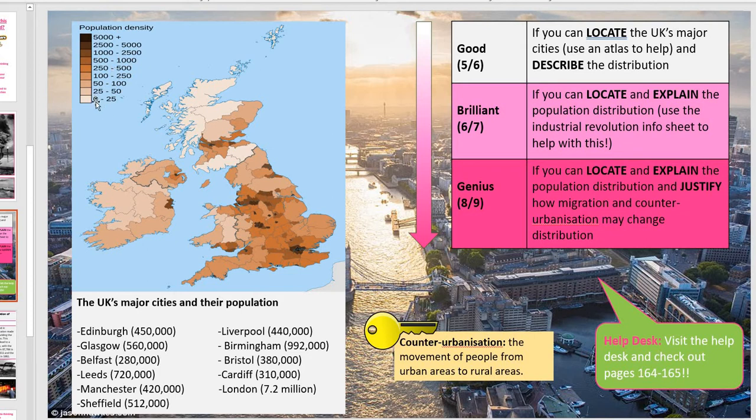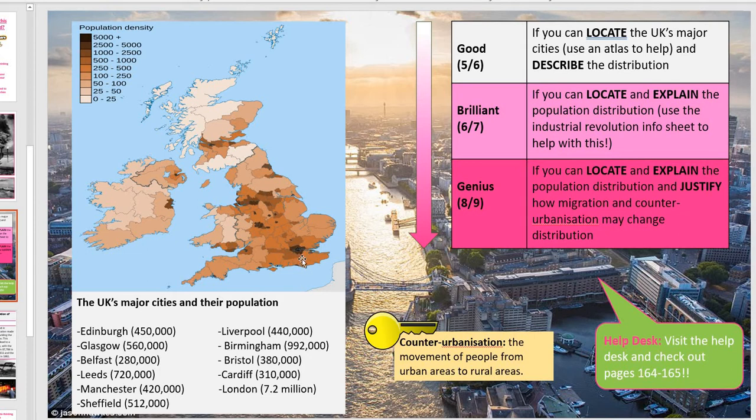So if we look at our map, we can see we've got these colours, we've got the key here. So the paler colours mean that there are few people living in the area, and the darker colours mean that it's a very dense population. That means there's lots of people living there. So where there's few people, we call this a sparse population, and where there's many people, we call it a dense population.